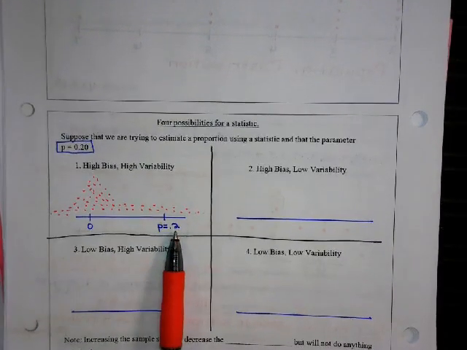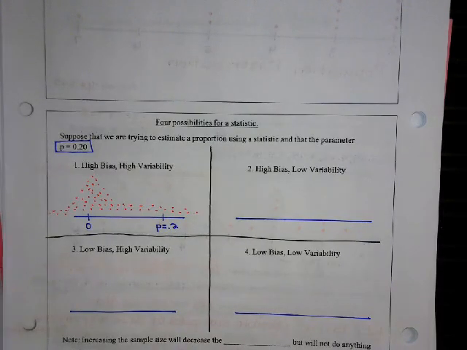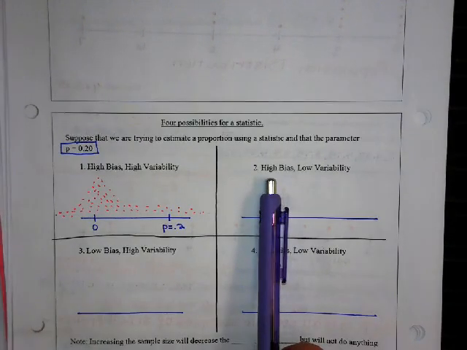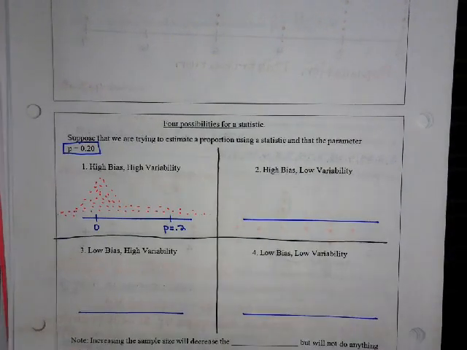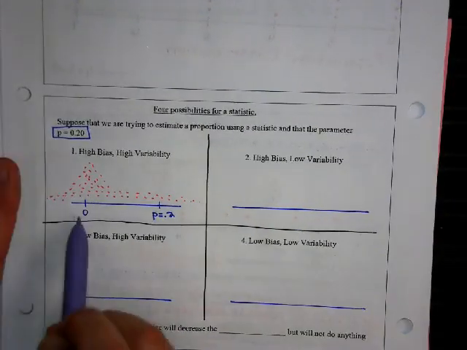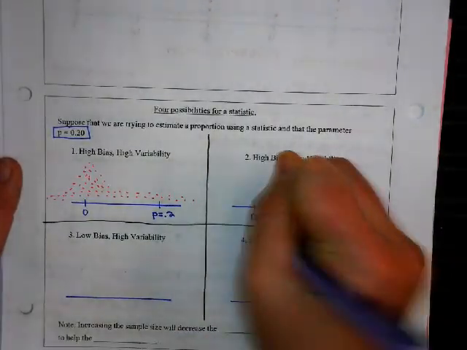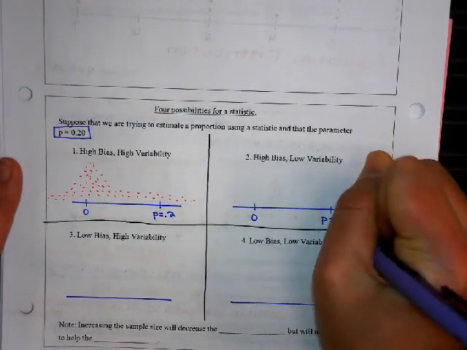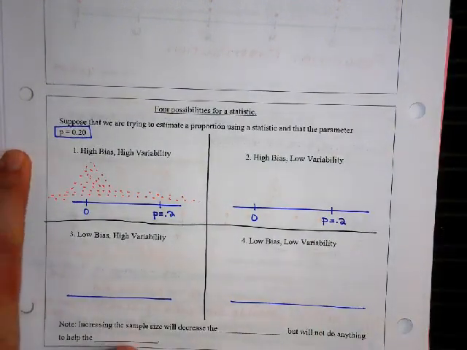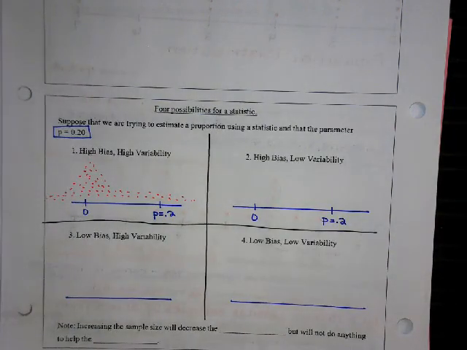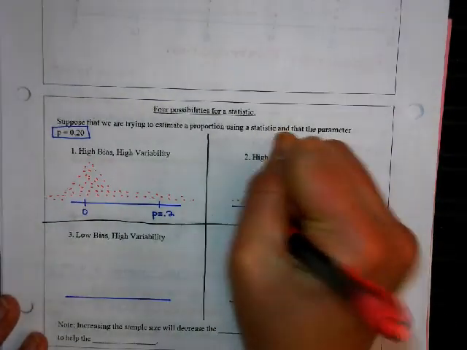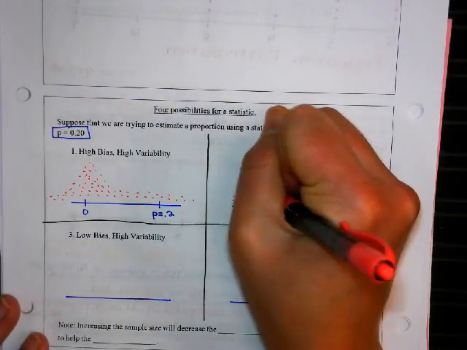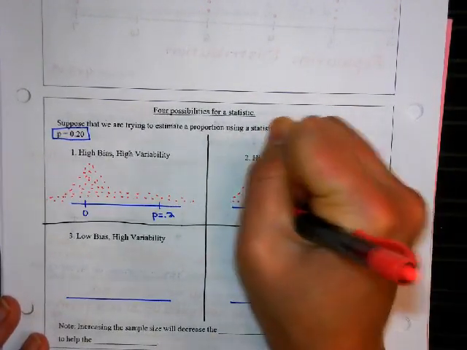Another possibility is that you have high bias but low variability. So just to stick with underestimating, we'll be at 0. Here's the actual parameter, so we're still going to underestimate, but our variability is going to be smaller. So we're going to have a lot of data right around 0. We really underestimated our parameter, but our data is nice and condensed.